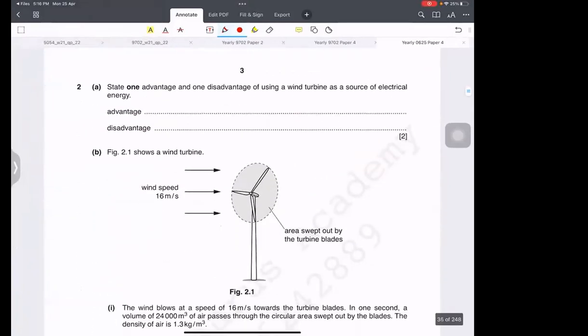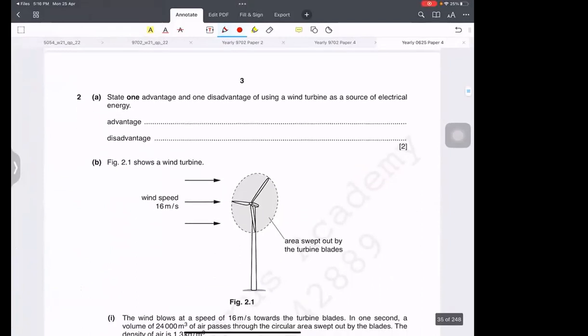Now, the next one says state one advantage and one disadvantage of using a turbine. Advantage basically is that it does not produce any harmful gases, right?